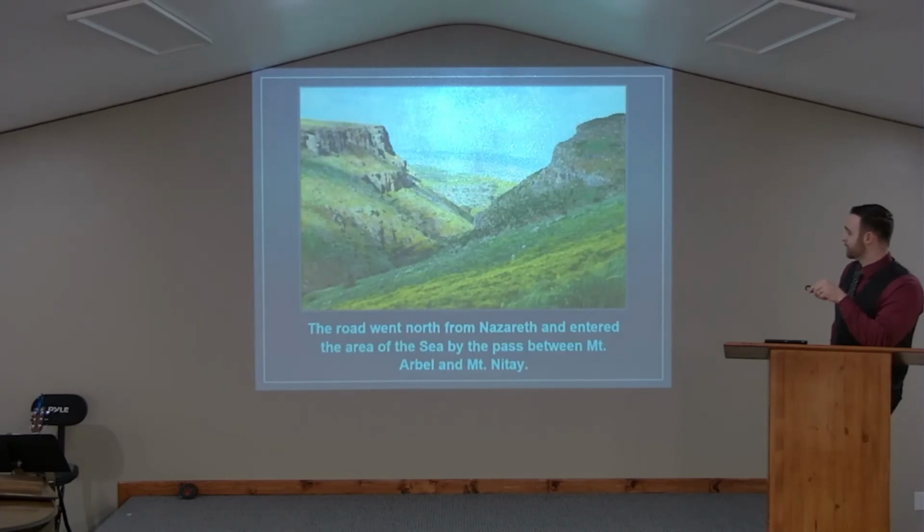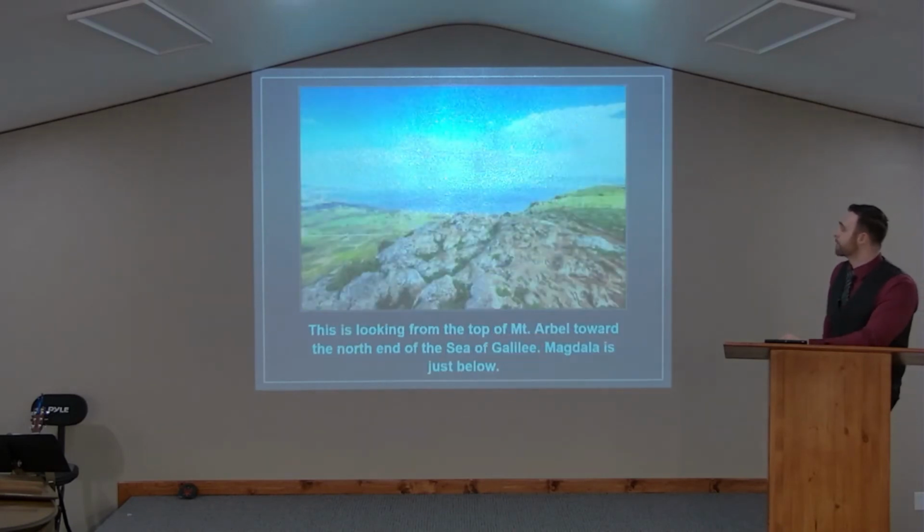And that road went north from Nazareth and entered the area of the sea by the pass between Mount Arbel and Mount Natay. That's these two features right here. And then we have this valley that goes in between. This is looking from the top of Mount Arbel towards the north end of the Sea of Galilee, and Magdala is just down here. So a pretty beautiful place, even today.